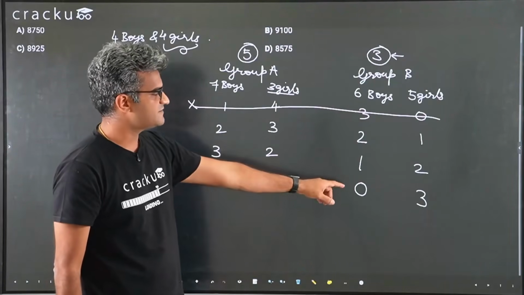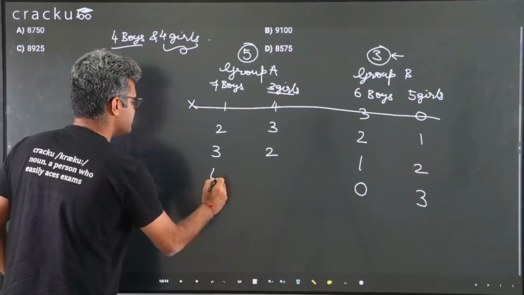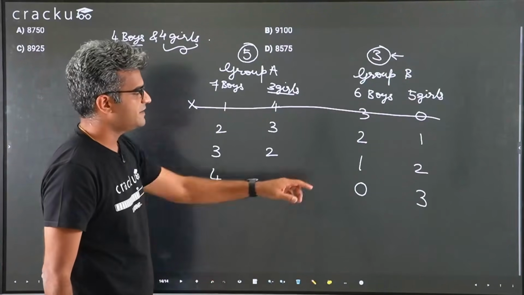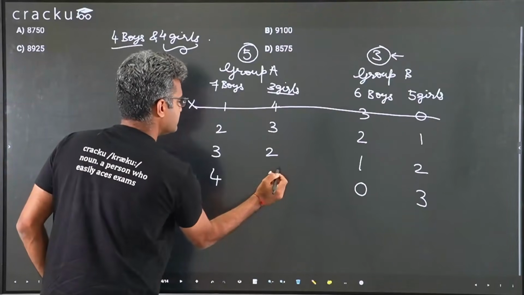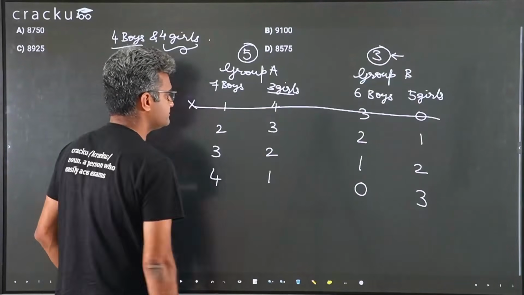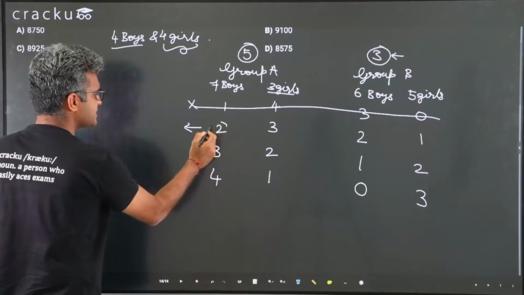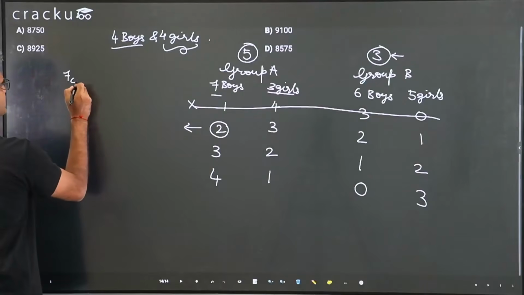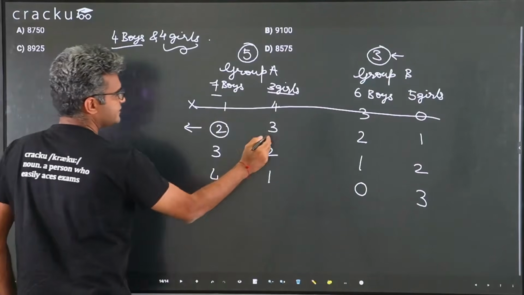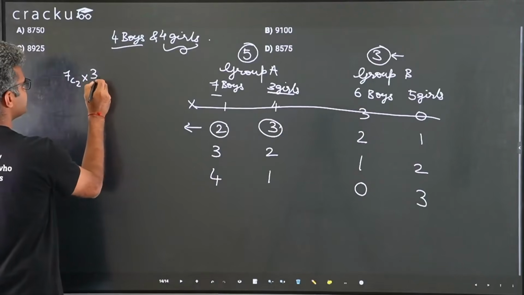And in the last case, when there are no boys from group B, we will need all the 4 boys from group A. And we have 3 girls from group B, so we will have 1 girl from group A. Now, how many ways can this be done? We need to select 2 boys from 7, so that can be done in 7C2 ways. We need to select 3 girls from 3, that can be done in 3C3 ways, which is basically 1.